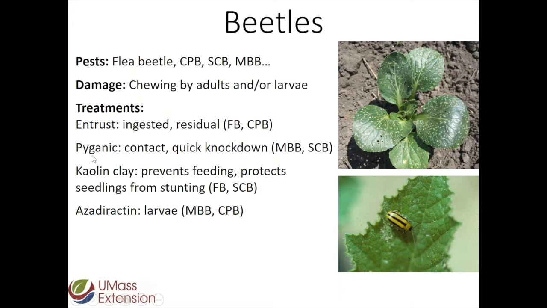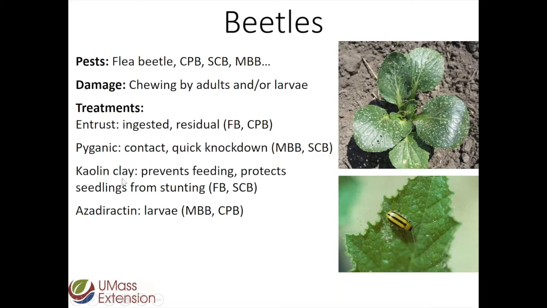So Pyganic we recommend for a quick knockdown of adult beetles. So this could be flea beetle and Colorado potato beetle, but also Mexican bean beetle and striped cucumber beetle, which for whatever reason don't seem to be as affected by the Entrust. So lacking better materials for Mexican bean beetle and striped cucumber beetles, Pyganic can help knock down the adults.